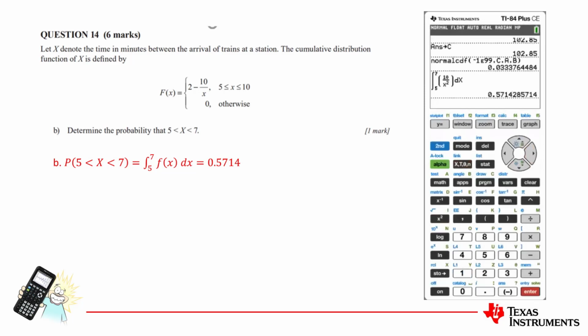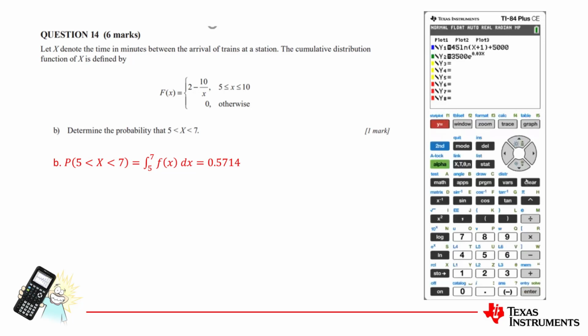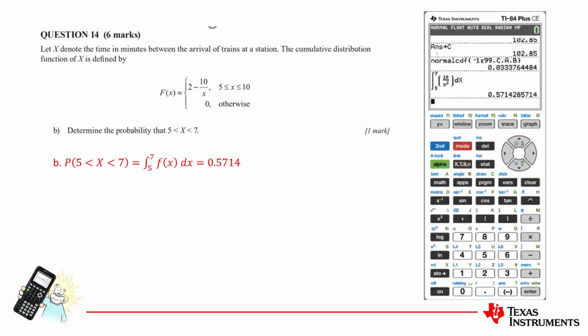There we go. Like I said, if we wanted to, we could just sub in, because we're integrating, so we've already found the derivative. If we integrate, we go back to our original. So if you do want to, you could just do that using your original function. And a nice way to do that would be if you inputted your original into your y1. So we had 2 minus 10 over x.